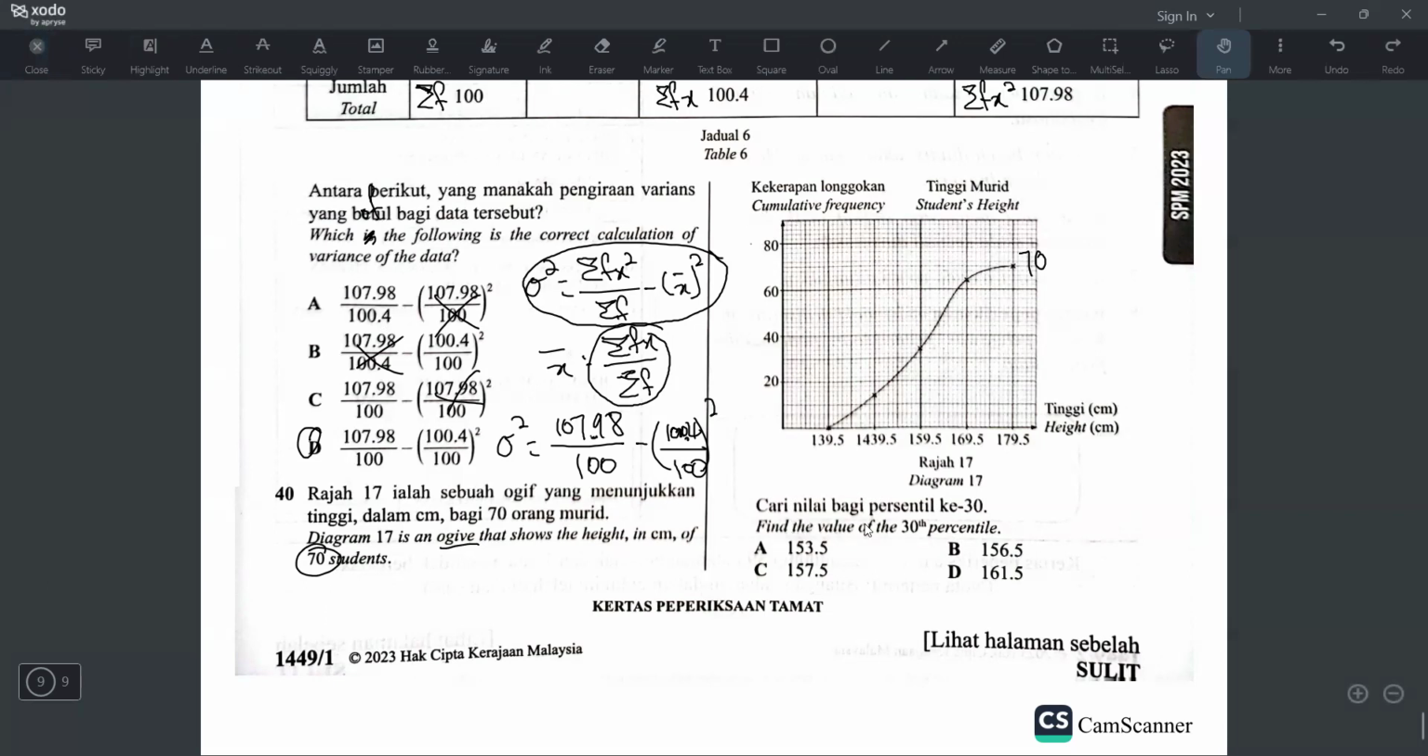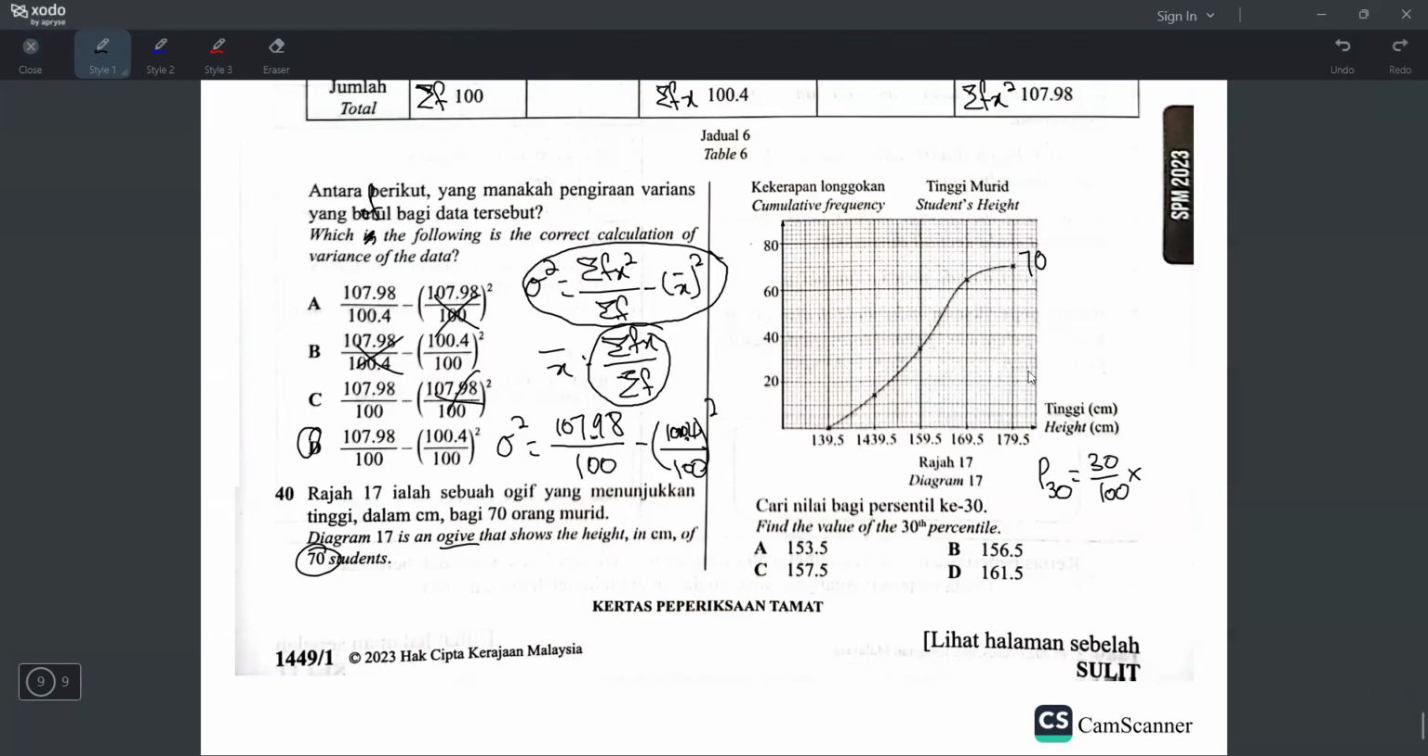Now it says find the value of the 30th percentile. It means they want to find P30. So how do you find it? You take 30% times the total frequency, and then later you have to draw from the y-axis, and then your answer will be at the x-axis. Let's press this first. Cut, cut, cut, cut, get 21. So you have to go to the y-axis, find 21, and then draw across, and then you get the answer.